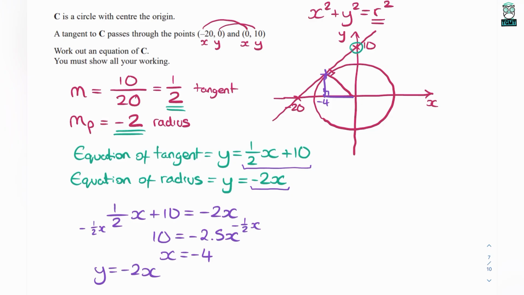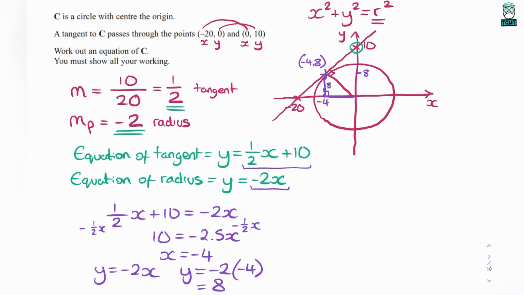So for y equals minus 2x, y will equal negative 2 multiplied by negative 4, and that is positive 8. So there we go. That coordinate there is negative 4, positive 8. And that makes a lot of sense when you look at it as well, because that has a height there of 8. So we have a height of 8, which is the height of our triangle.